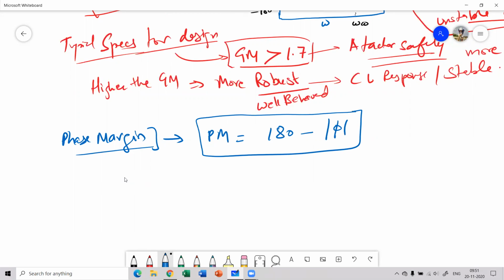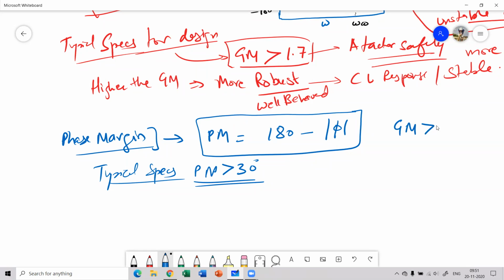And for typical design specifications, the phase margin must be greater than 30 degrees. If it is less than 30 degrees, we can say that the system is somewhat appearing to be unstable. So that's the design parameter. Remember this: for design specifications, the gain margin has to be greater than 1.7 and the phase margin has to be greater than 30 degrees.